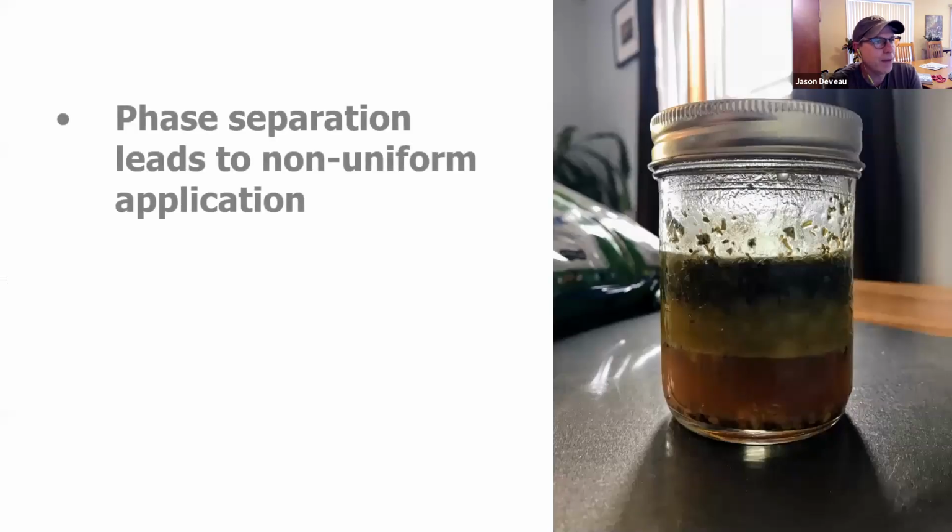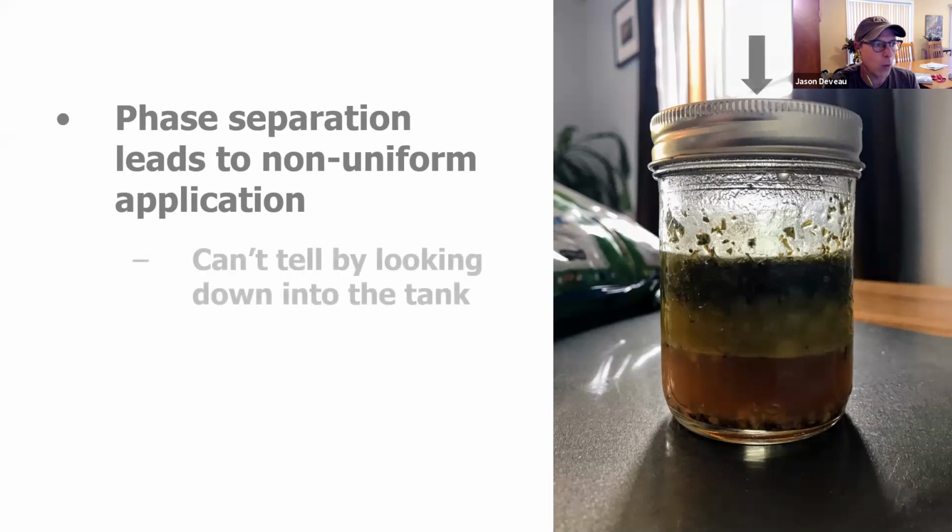Clever. Then there's phase separation. That's another form of physical incompatibility, and it can lead to a non-uniform separation. And the best analogy is salad dressing, and that's what we have on the right. Shook it up, let it sit, and it's separated into layers, oil and water. And if you look down into the top of your tank, what are you going to see? You're going to see the herbs on top of the salad dressing.